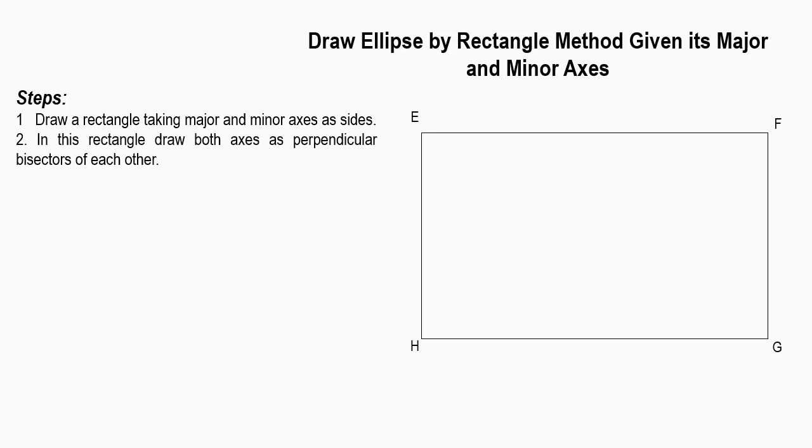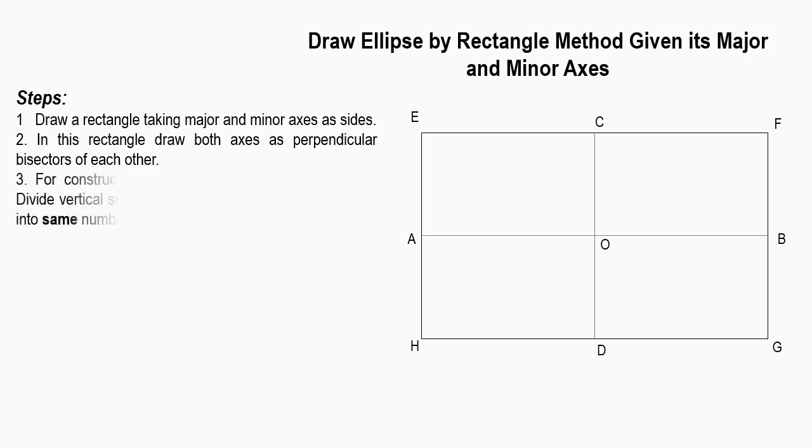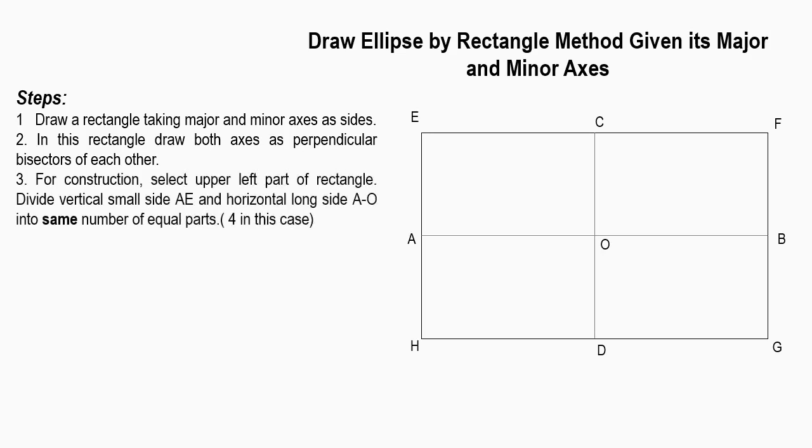In this rectangle, draw both the axes as perpendicular bisectors of each other. AB is the major axis, CD is the minor axis, and O is the point of intersection of these two. So what we have done is we have divided this rectangle into 4 equal parts. For construction, we select the upper part of the rectangle. So divide the vertical small side AE and the horizontal side AO into the same number of equal parts. I am dividing it into 4 parts each. You can divide in any number of parts more than 4.